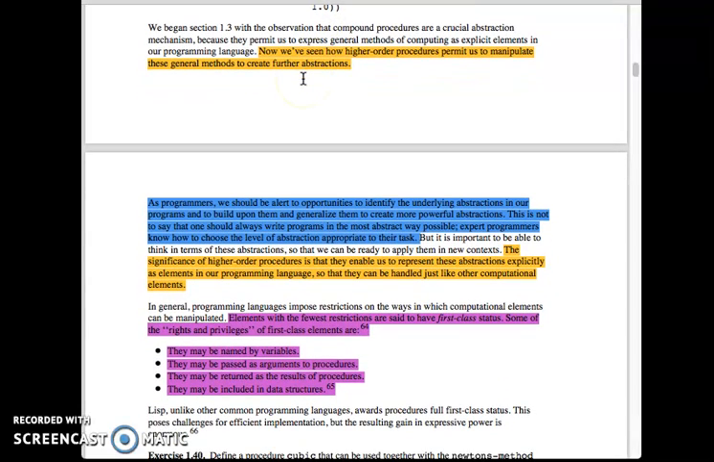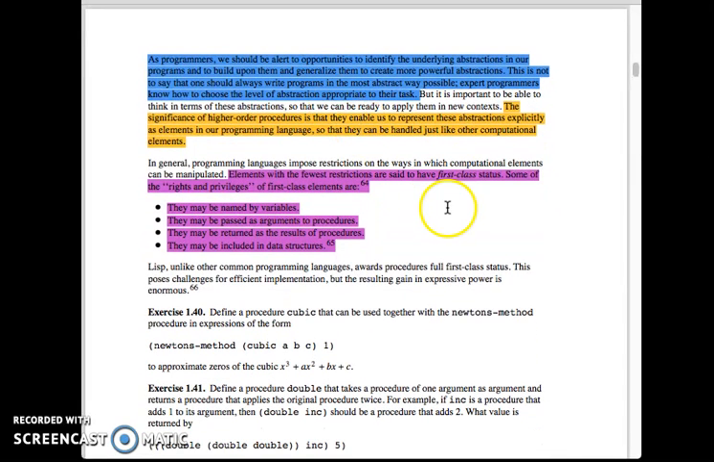We began section 1.3 with the observation that compound procedures are a crucial abstraction mechanism because they permit us to express general methods of computing as explicit elements in our programming language. Now we've seen how higher order procedures permit us to manipulate these general methods to create further abstractions. As programmers, we should be alert to opportunities to identify the underlying abstractions in our programs, and to build upon them and generalize them to create more powerful abstractions. This is not to say one should always write programs in the most abstract way possible. Expert programmers know how to choose the level of abstraction appropriate to their task. But it is important to be able to think in terms of these abstractions, so that we may be ready to apply them in new contexts.